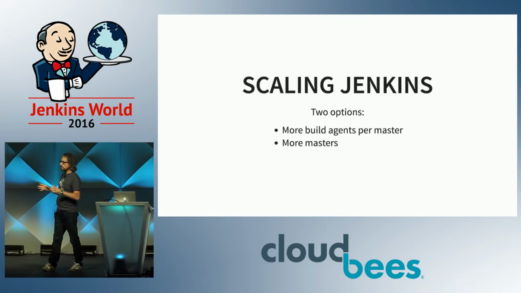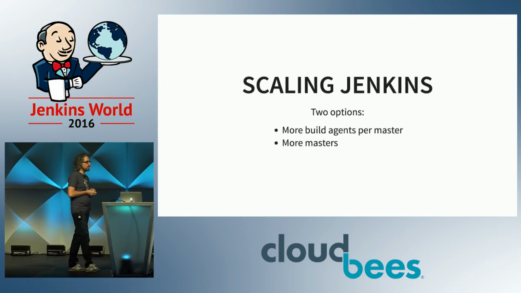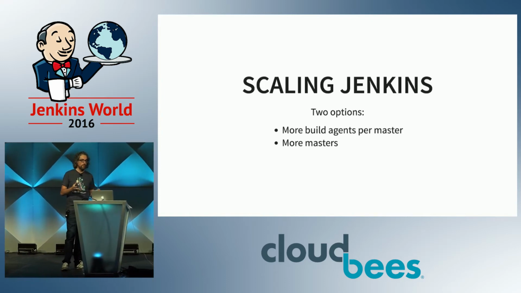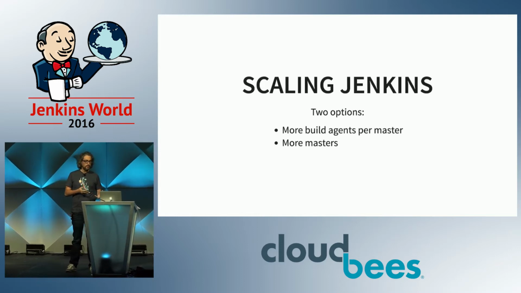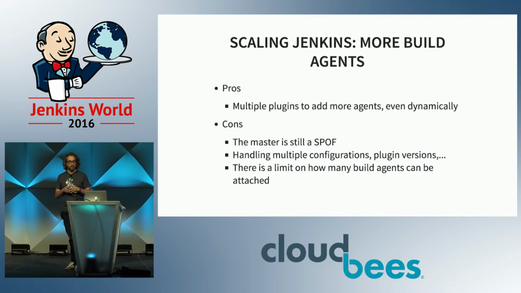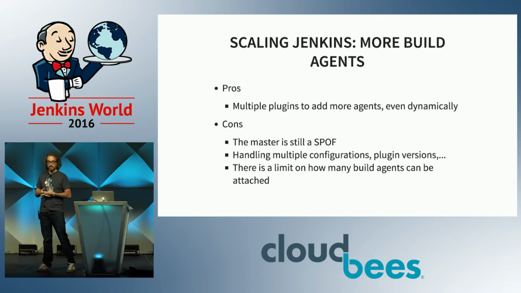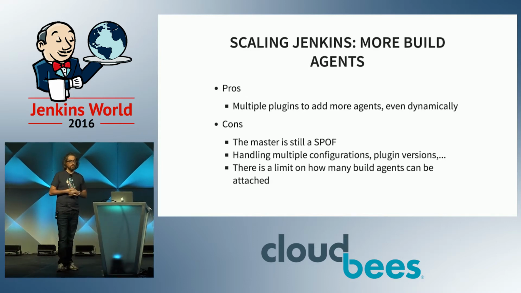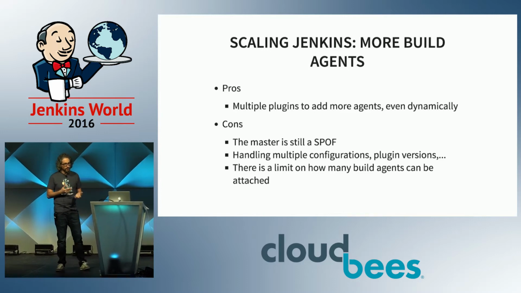So let's go into the Jenkins world a little bit more. In order to scale Jenkins, you have two options, right? There's more build agents per master, or more masters. If you want to do more build agents, there's a lot of plugins that allow you to do that, not only with Docker containers, but cloud providers creating VMs, and basically any imaginable way of creating new Jenkins agents. The problem we have with that is the master is still a single point of failure.